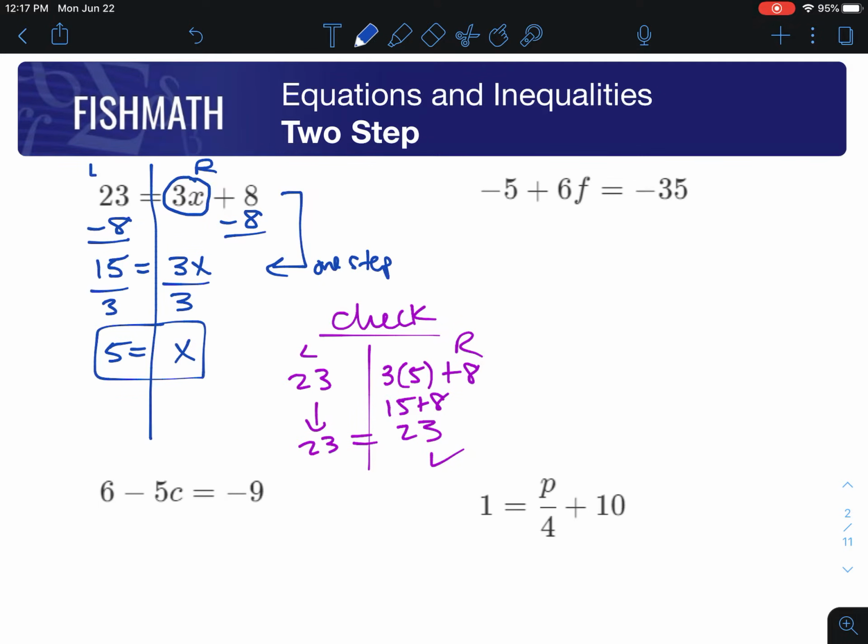So the next one here, we've got an f instead. Same idea. So I usually circle that and say can't touch this, like good old MC Hammer. Can't touch that. Circle it with the symbol in front. The plus sign in front goes with that 6. So now we're going to get rid of the 5.